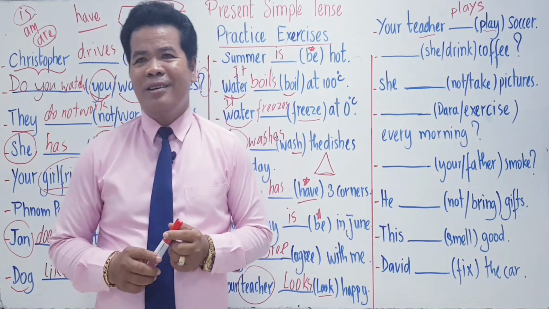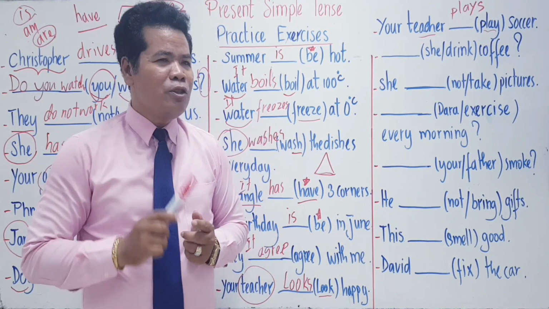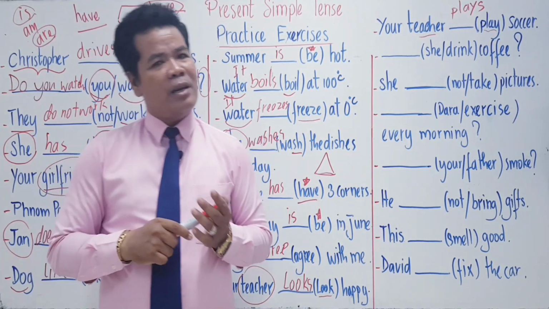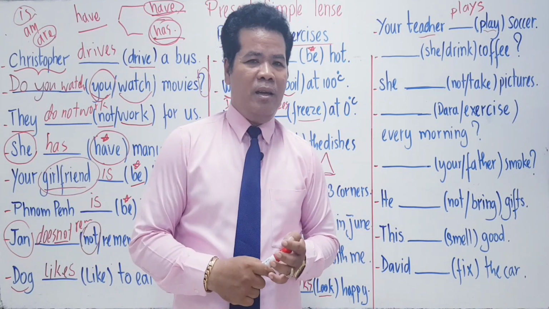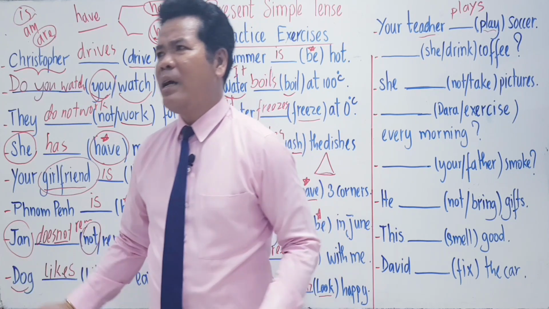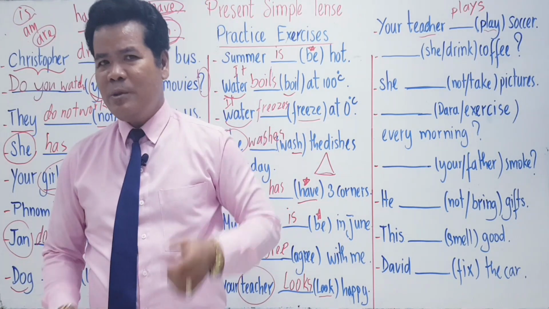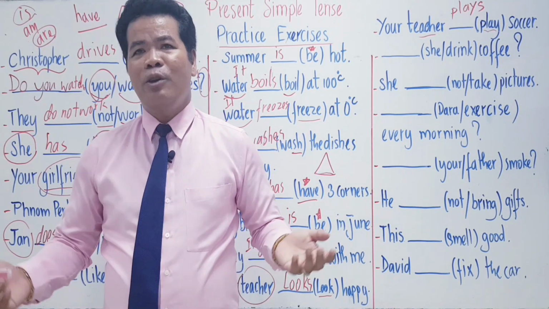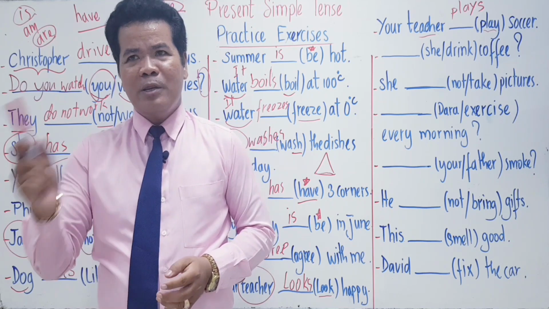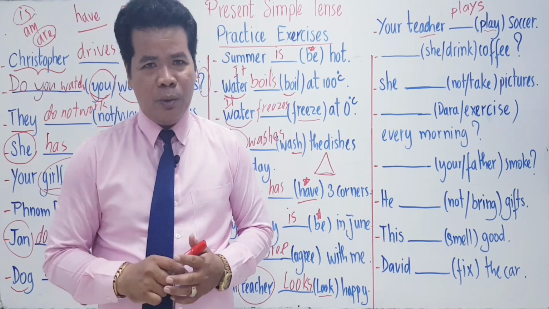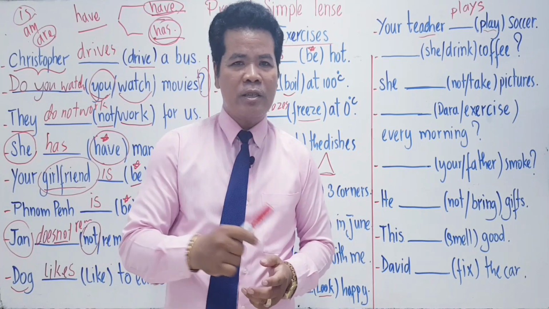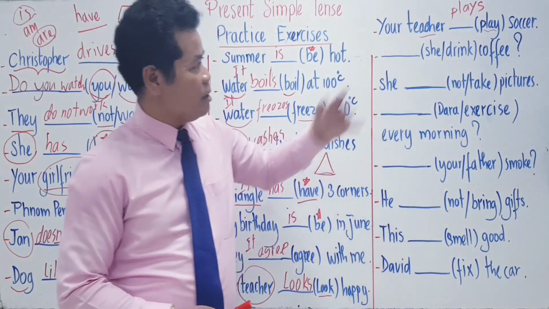So how do you form the question? By using do in front of the subject or does in front of the subject. And how do you use do and how do you use does? Think about the subject. As I have told you, when the subject is I, we, you, they, you got to use do. When the subject is he, she, it, you got to say does. So look at the subject.